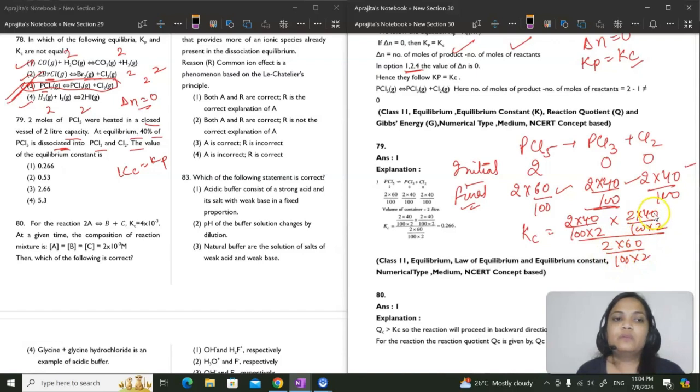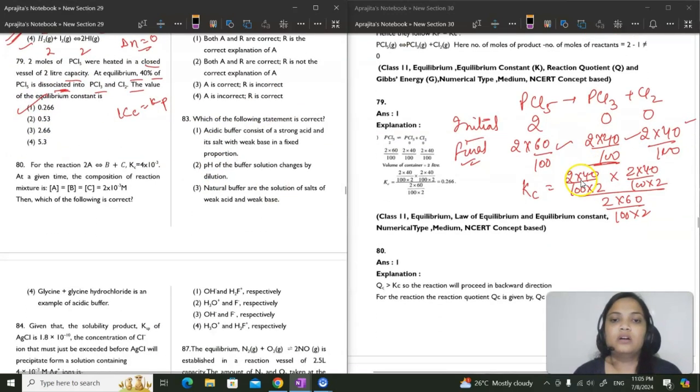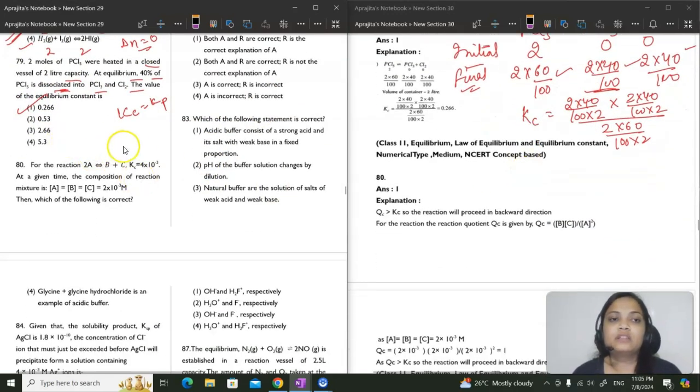So it will come out to be 0.266. The answer is option 1. That is the equilibrium constant. Okay. Now there is again a reaction given for question number 80.